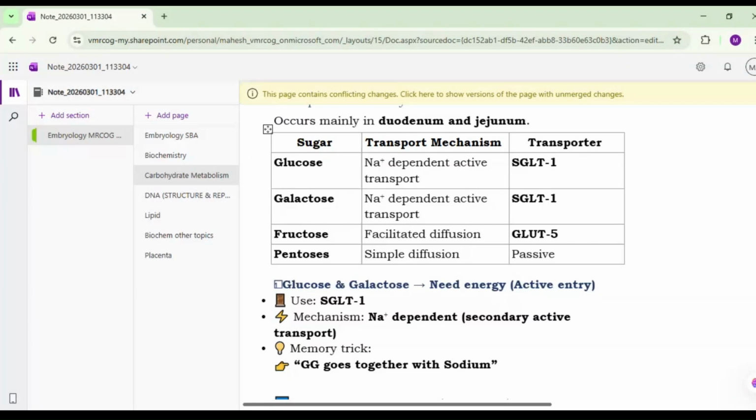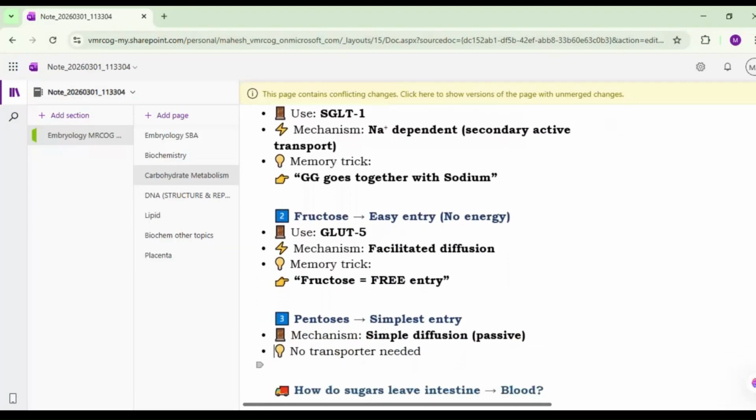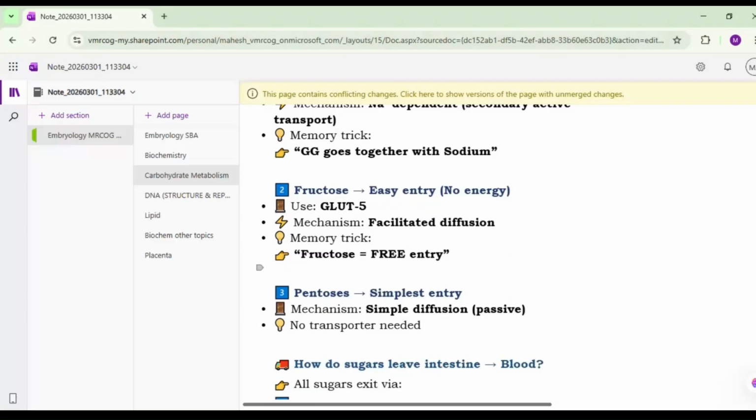For glucose and galactose, it is SGLT1. For fructose, it is GLUT5. So glucose and galactose, you have SGLT1 as the transporter, and the mechanism is sodium dependent, that is secondary active transport. So remember, glucose and galactose go with the sodium. Fructose has got an easy entry. What does it use? It uses GLUT5. Mechanism is facilitated diffusion. So fructose has got a free entry via facilitated diffusion. Then pentoses is the simplest entry. Mechanism is simple diffusion. No transporter is needed.